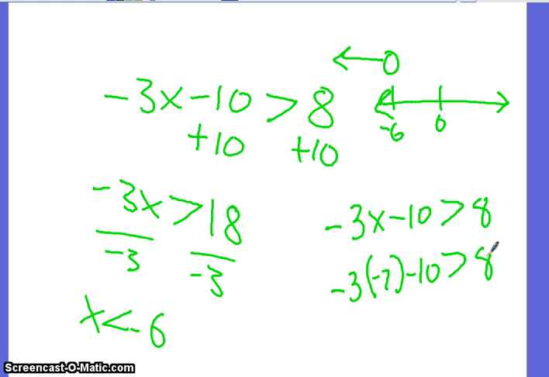-3 times -7 is 21. 21 minus 10 is 11. Is 11 greater than 8? Yeah. Okay, so that's the proof of what we did. You don't have to do that, but that's a way you can prove it. We picked a number less than -6, plugged it into the original inequality, and solved it. Could you use -6? No, because it's not equal to. It has to be less than. If it was less than or equal to originally, then sure, but it wasn't. So you have to pick a number that is less.